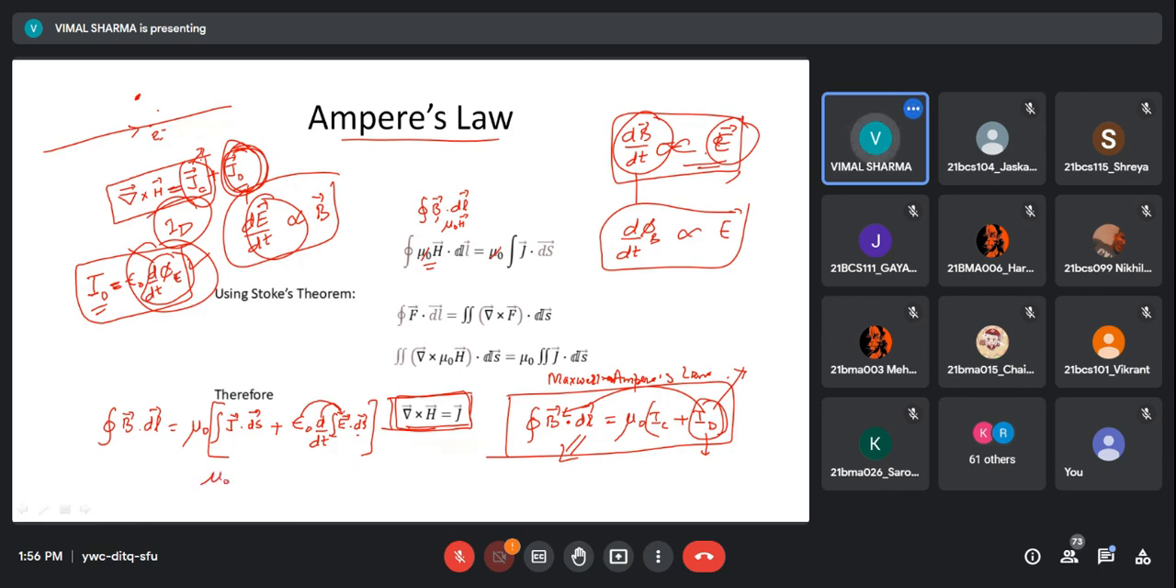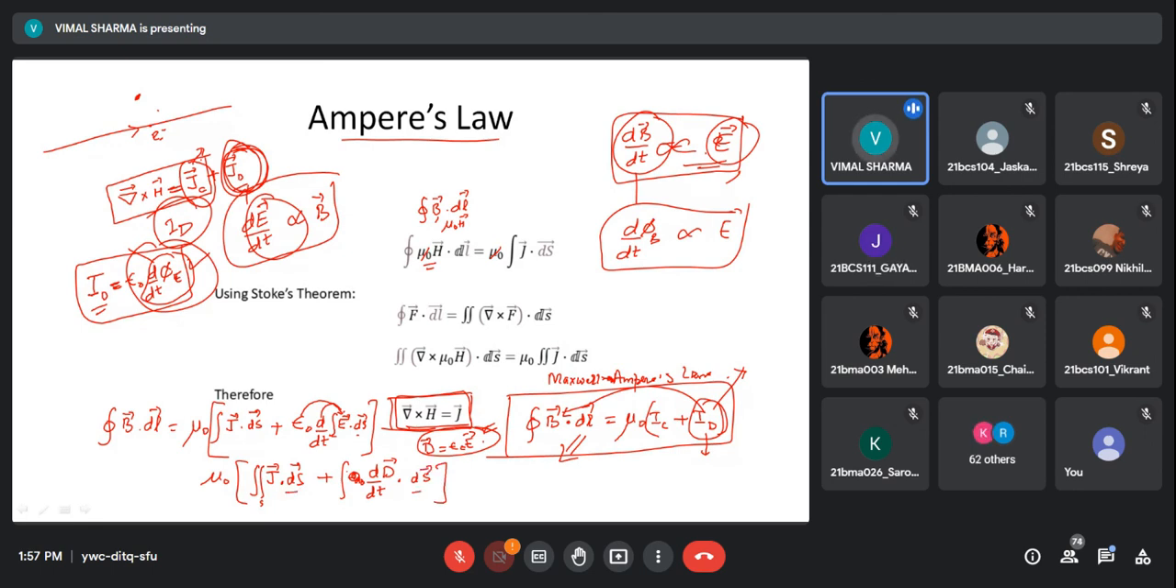So I can write it as mu naught times the sum of integrals. This is the surface integral of J·dS, plus, let me keep it simple, epsilon naught times E, as I introduced, is the electric displacement vector. So let me write it as d by dt of D. D is the electric displacement vector, epsilon naught times E. I'll explain to you what this is. So ·dS.